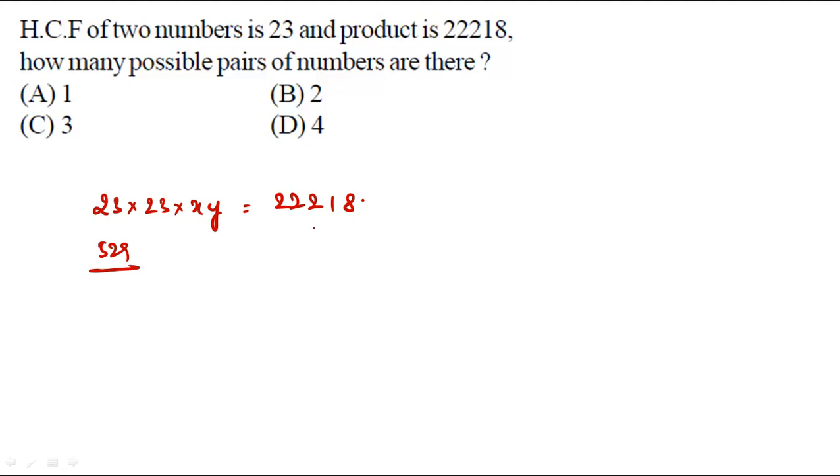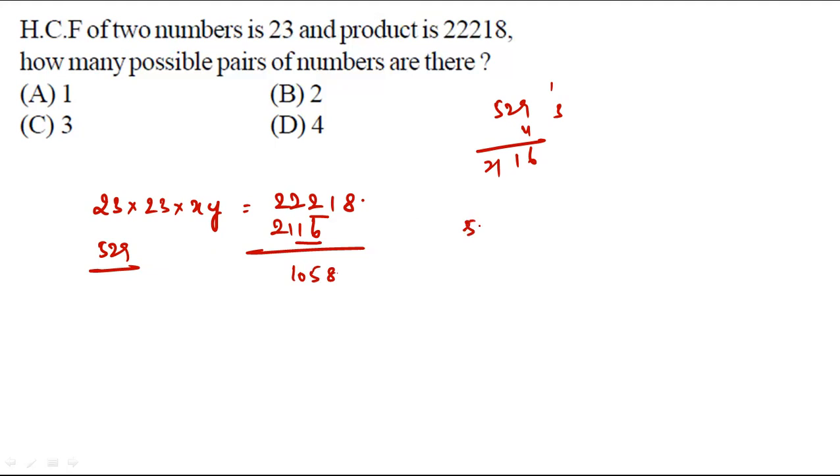So obviously you try it in fourths. 529 fourths is 2116. Here 84, here 21. 84 plus 21 is 105. Try 4s, 529, 2s, so 1058. Therefore, if you cancel, it will be 42. 529 ones, 529 42s. So x into y is equal to 42.